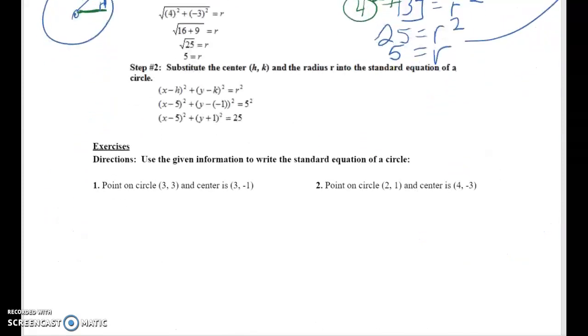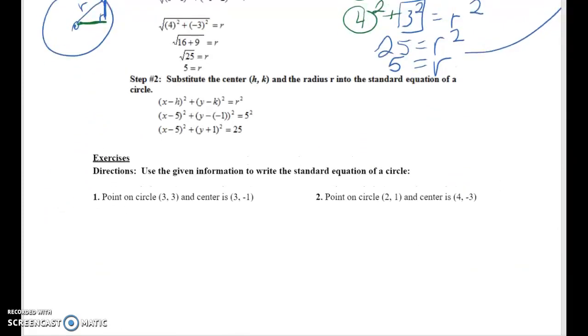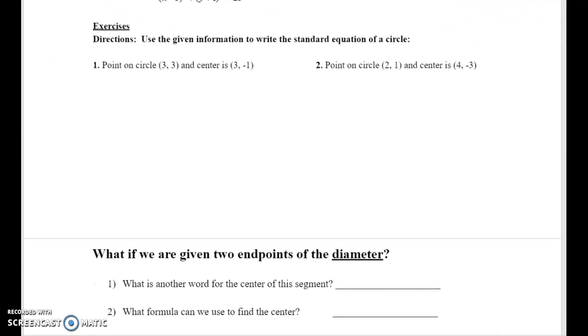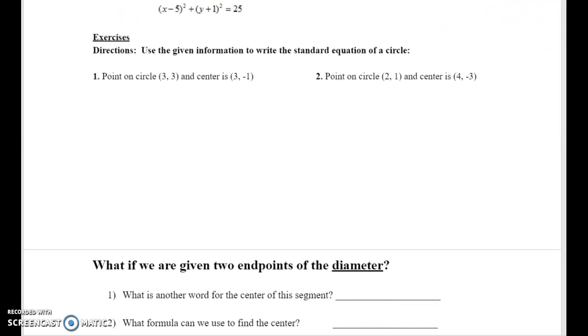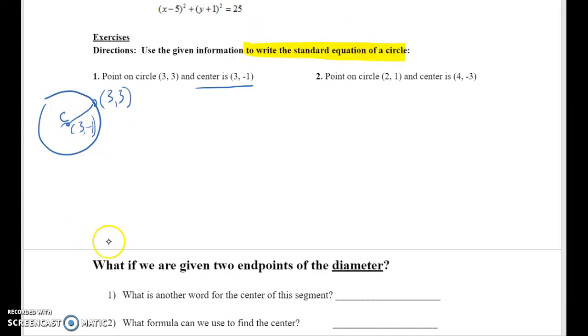So once we've done that, we're given the center, we found the radius squared, we're going to substitute into the equation. So a point on the circle, so again I'm going to just sketch a little diagram. Point on the circle is 3, 3. Our center is 3, -1. Okay, and we want to write the standard equation of the circle. So we have our center, so I'm going to just substitute that into my form now, again taking the opposite signs of each one.